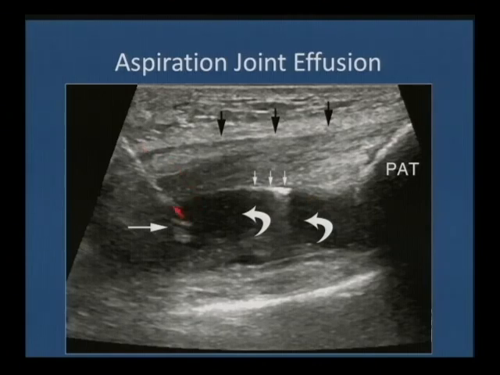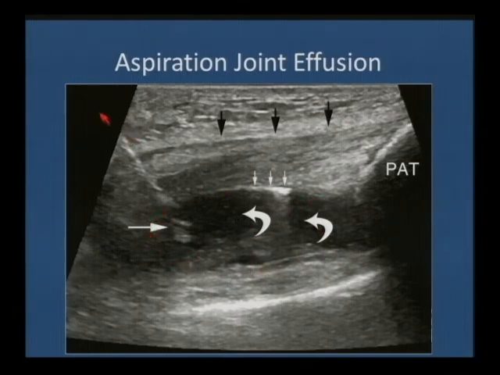So here's a patient in whom we're aspirating the knee joint, and let's get our orientation. So this is a longitudinal or sagittal view. Here's the superior pole of the patella. Here's the quadriceps tendon. Here's the distal femoral cortex longitudinally. Here's the prefemoral fat. And notice these curved arrows. We have a complex effusion in the suprapatellar bursa.